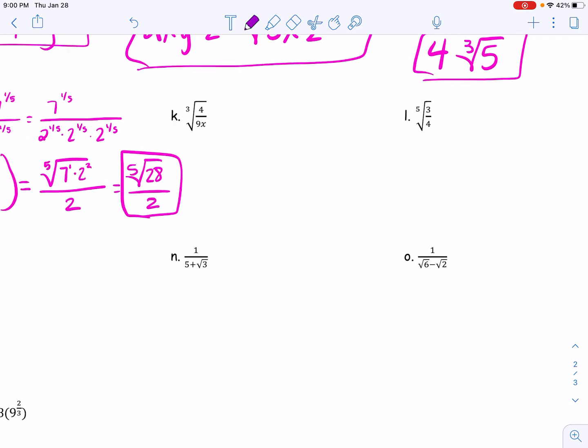All right, now we're doing K. The cubic root of 4 over 9x. So I'm going to rewrite this. This is now going to be the cubic root of 4 over the cubic root of 9x, which then I know 9 is another special number. Remember, 9 is 2 squared, or 9x. We could say that, oh, never mind, we can't say that that's 2x times 2x, because that would be 9x squared.